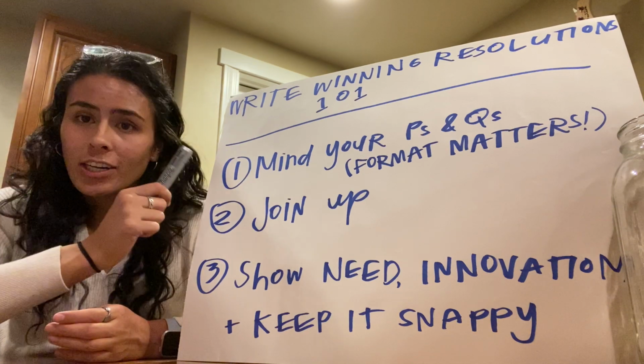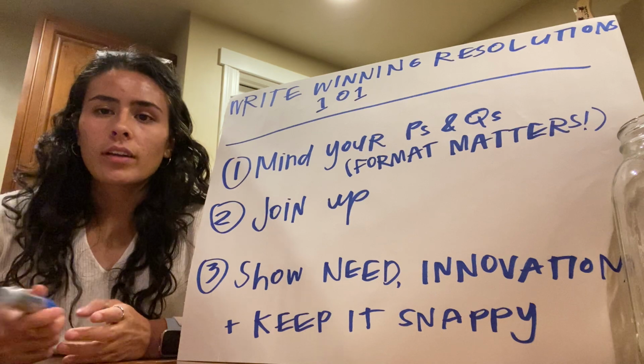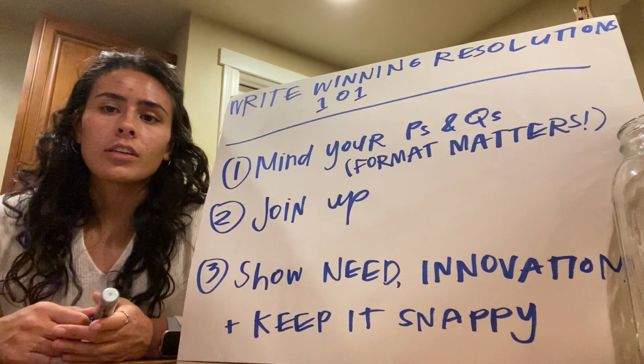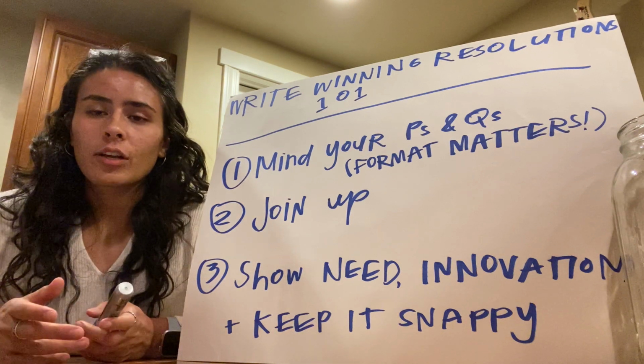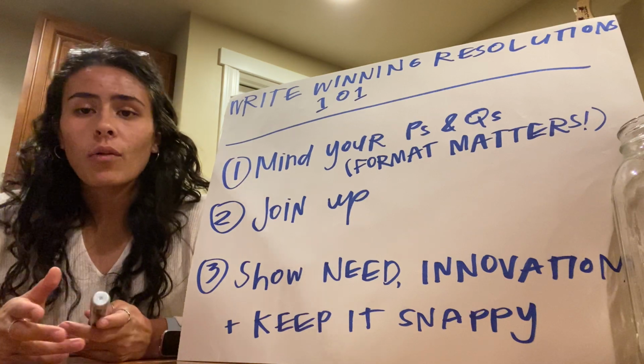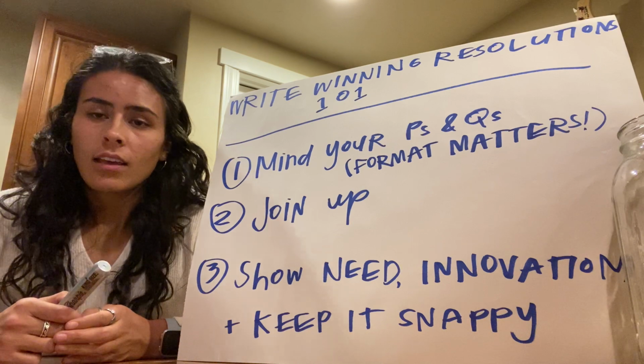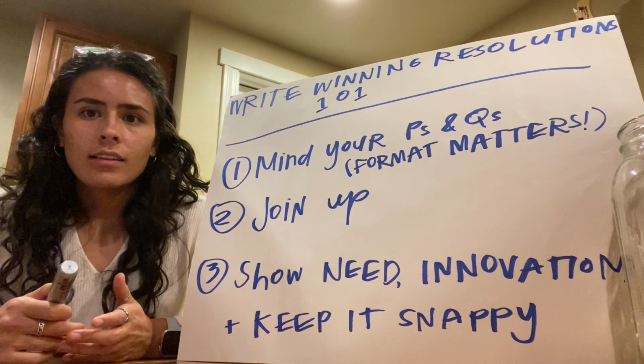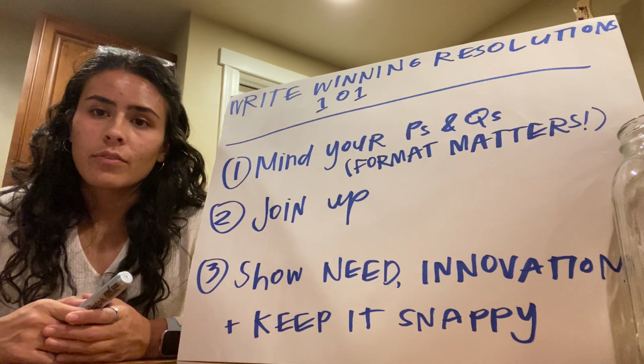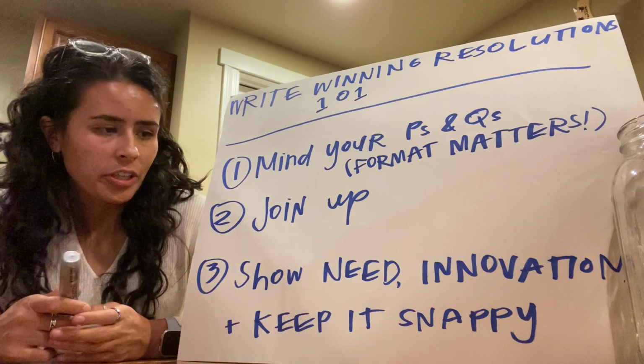So format matters. Number 2, join up. Make sure that you're with a coalition and that the paper that you're writing is not just reflective of an outlying group, but that it meets the needs of many different member states in a variety of circumstances. This will increase the likelihood of your paper passing during voting procedure.